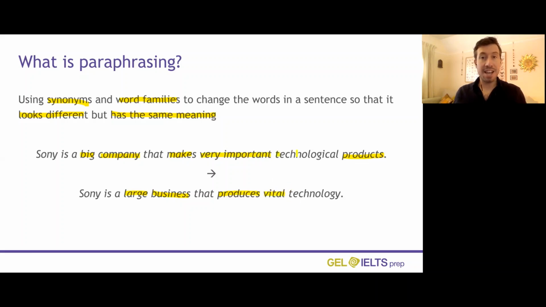And finally, technological. Well, we can't put technological here because it's an adjective. So we have to take technological and we need to change it to a noun for technology. So when you're using word families, the grammar has to change. When you're just using synonyms like big, large, company, business, you don't have to change the order of the sentence. You can just replace the words directly with synonyms. But when you use word families like products, produces, and technological, technology, the grammar needs to change as well.